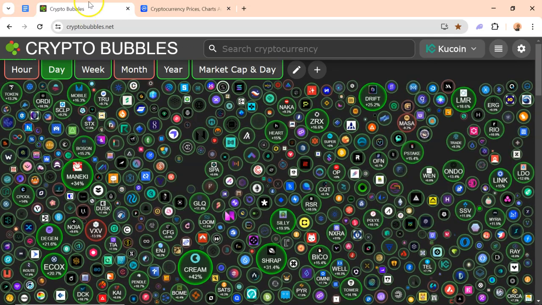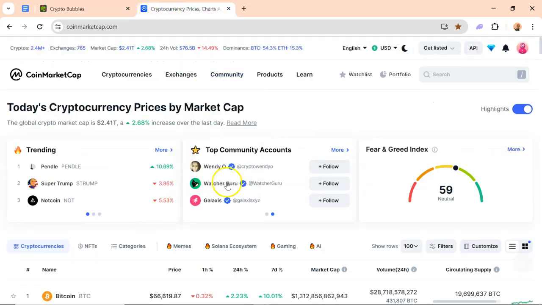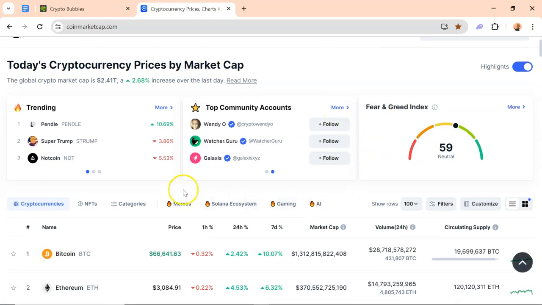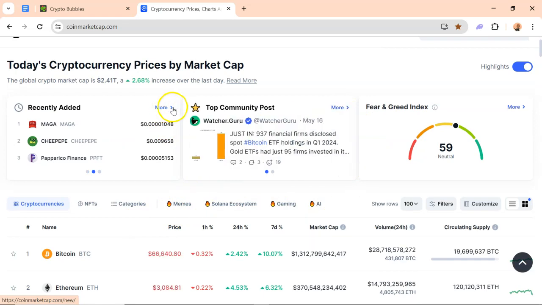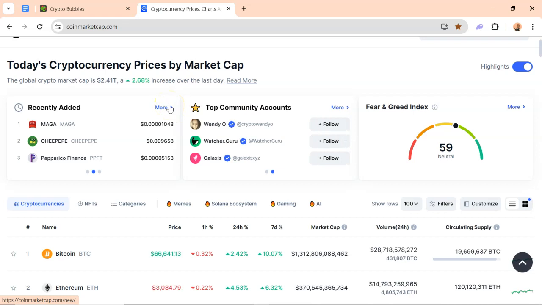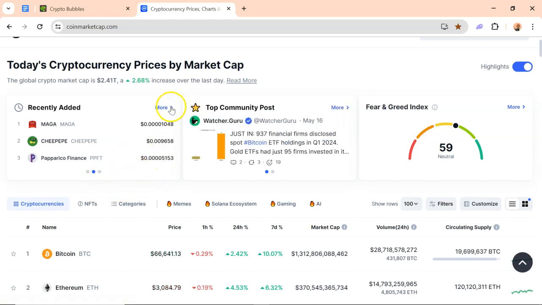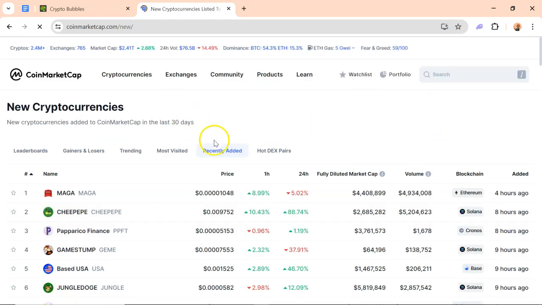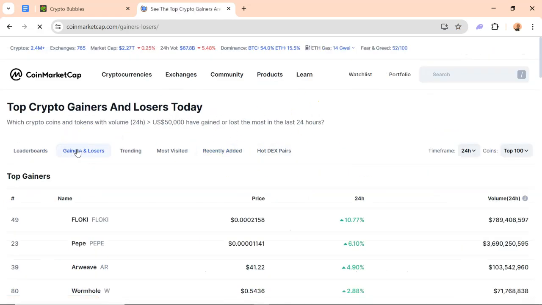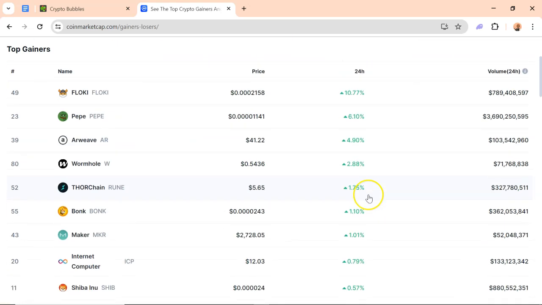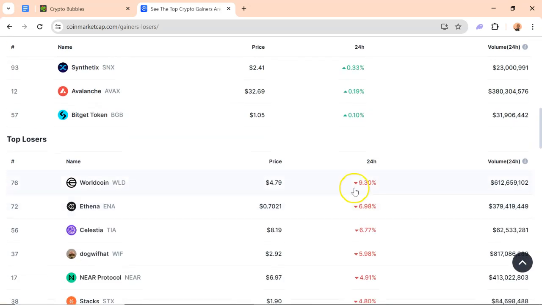If you come here to CoinMarketCap, for instance, you can check the top losers. Let's see if you can find them here. Recently added is there. What about the top gainers, for the week or for the day? These are the top gainers and losers. The top gainers are right here, then we have the top losers.